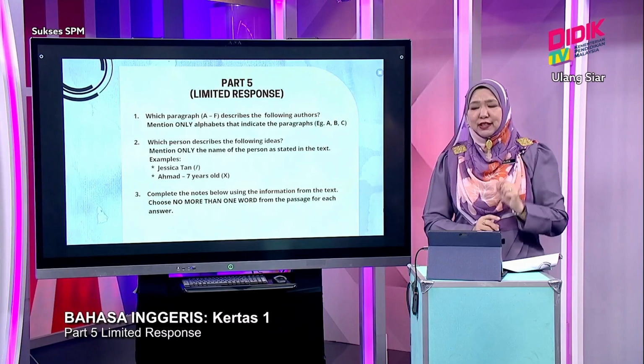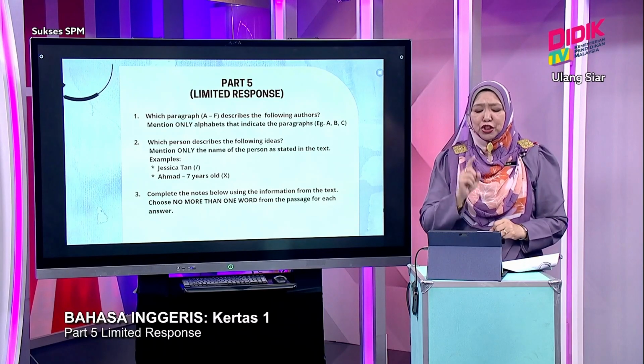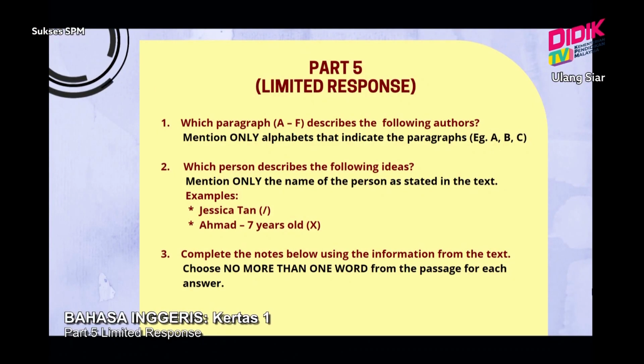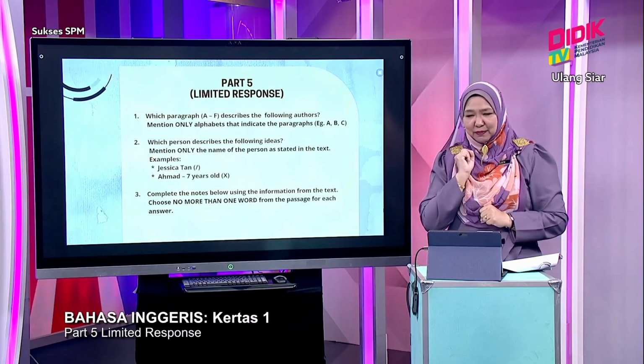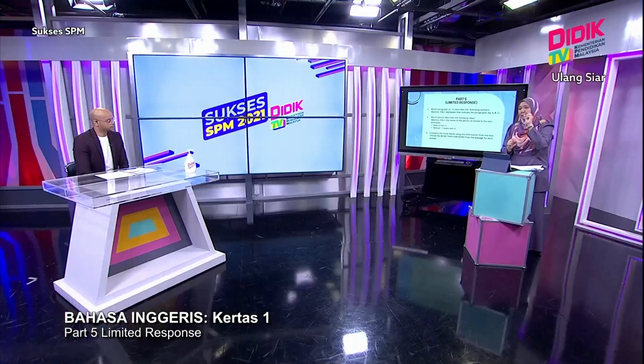Number 2: if the instruction is which person describes the following ideas, then you mention only the name of the person as stated in the text. For example, the name is Jessica Tan, so you write down Jessica Tan. Don't ever write Ahmad, dash, 7 years old, even though in the text itself the age of the person is stated, because the instruction is which person. Name only. So that is for the first task.